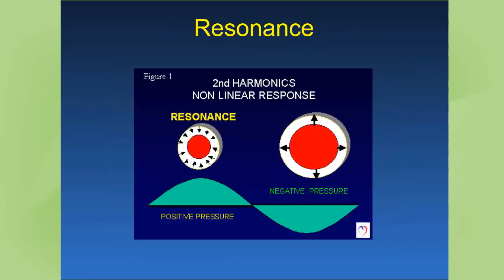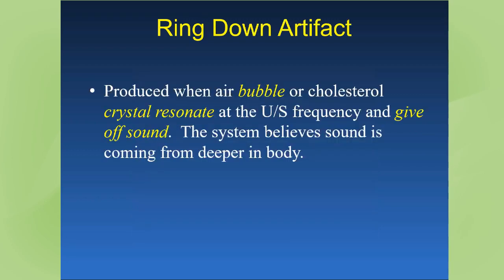All right, now resonance is something completely different, so let's not think of reflection. Resonance is the persistent oscillation of something that produces continued ultrasound signals. So this, for example, is a microbubble. And when we have the positive pressure, the microbubble contracts. And then during a negative pressure, it expands and you get this oscillation, this second harmonic nonlinear response, this resonance of this microbubble. And it actually causes an ultrasound signal. So again, it's not a reflection, but it's a resonance.